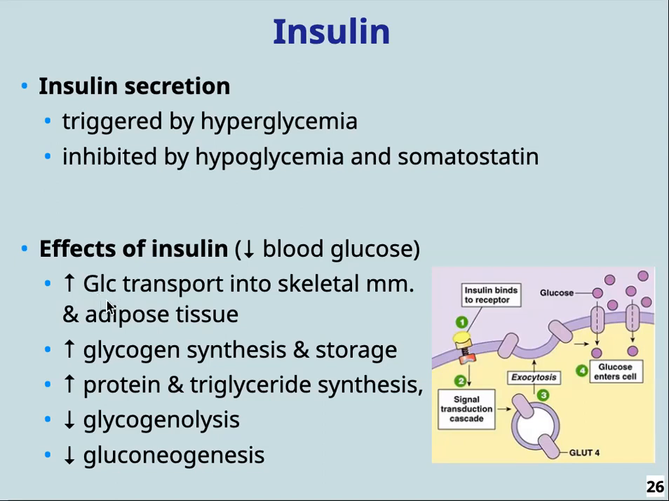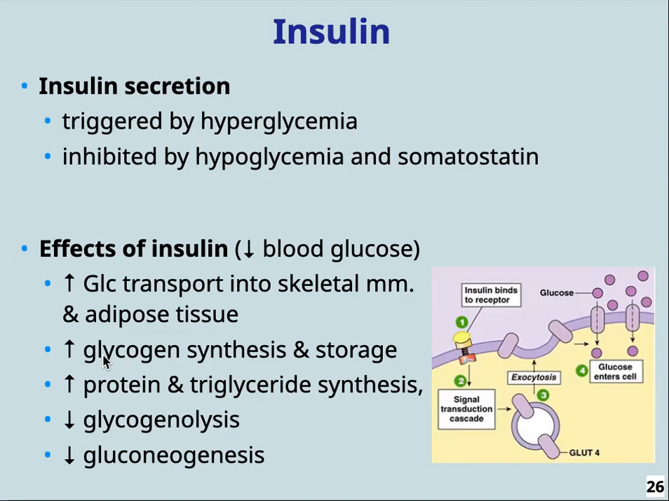Insulin acts to increase glucose transport into skeletal muscle and adipose tissue. Here we've got an illustration showing that when insulin binds to the cell receptor, it induces exocytosis of these glucose uptake transporters. And these are then moved into the membrane, allowing more glucose to be taken up into the cell. Okay.